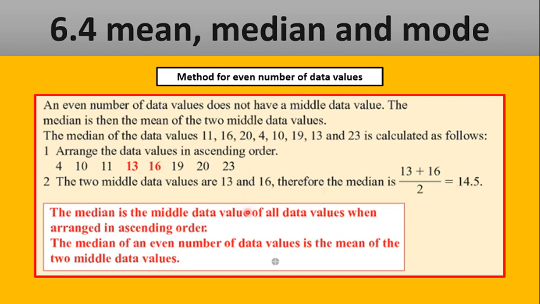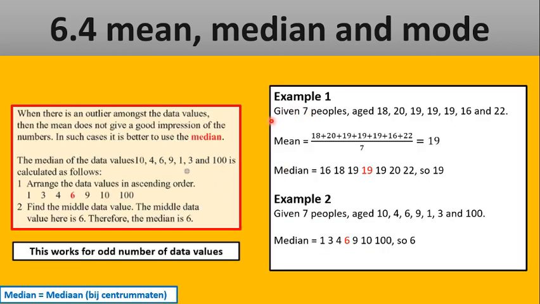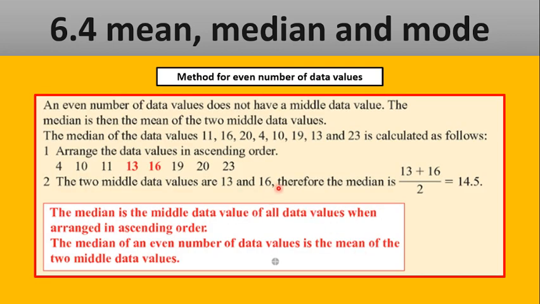So the median is the middle data value of all data values when arranged in ascending order. And when you have an even number of data values, you have to calculate the mean of the two middle data values. 13 plus 16 divided by 2 is 14.5. And in the previous examples, those were both odd numbers of data values, so we could just take the middle number, right? And then we're left with the modes.